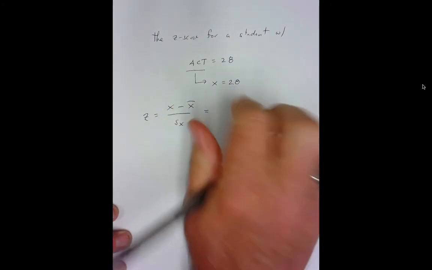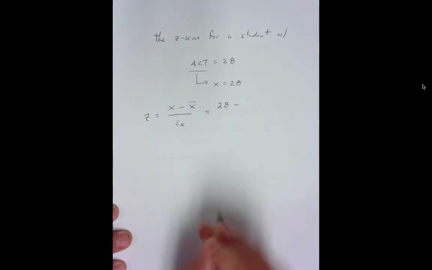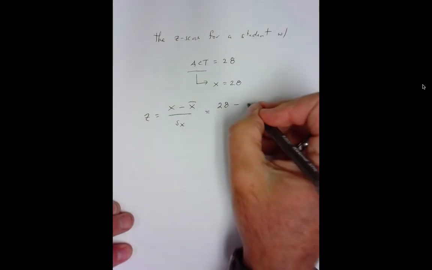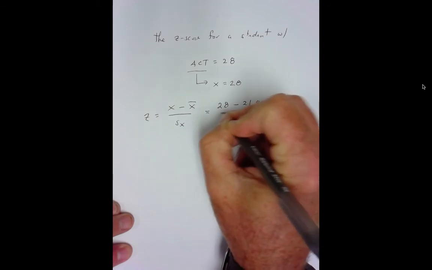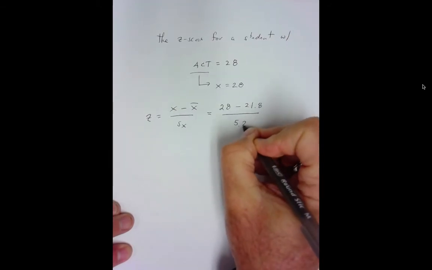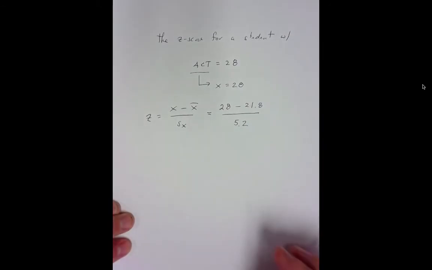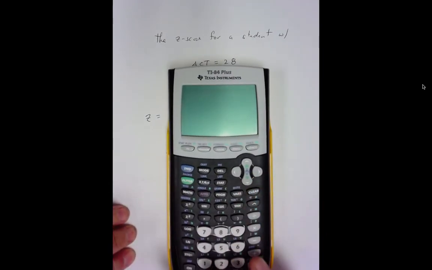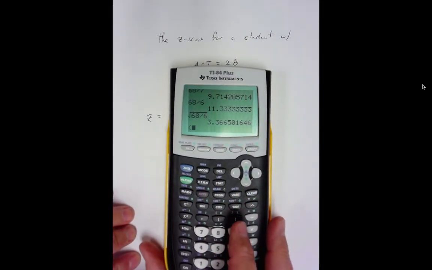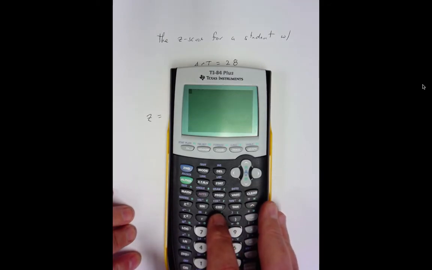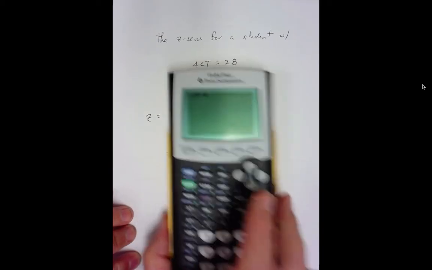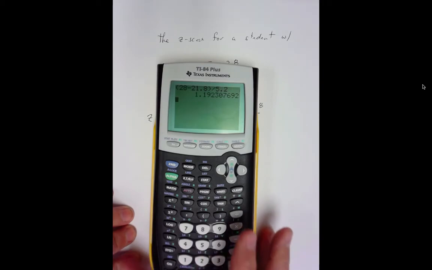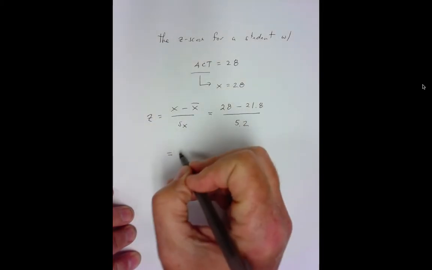So our x in this case is the score again. We're trying to calculate the z-score of. The x bar, I think I said 21.8. And the standard deviation, I think I said 5.2. So when we put this in our calculator, we would need to put the numerator in parentheses. Let me clear this out so you guys can see. So 28 minus 21.8 divided by 5.2 gives me 1.19.